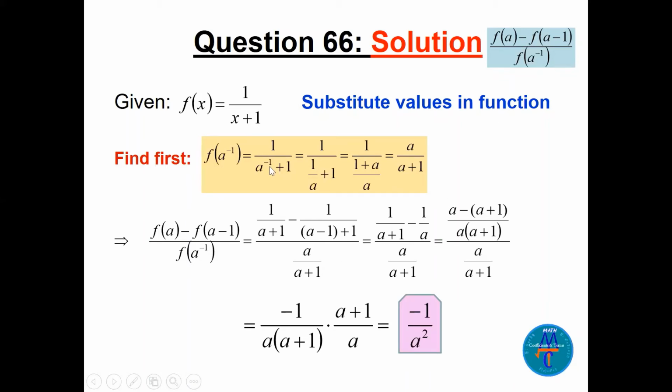Now f(a) will be 1 over (a + 1). For f(a − 1), I replace a − 1 in the function here. So it becomes 1 over (a − 1 + 1). This will be cancelled. So I have 1 over (a + 1) minus 1 over a. The LCD here is a times (a + 1). So this is multiplied by a, and this is by (a + 1), and there is a minus. So a minus a is cancelled, minus and plus 1 is minus 1. Over this, multiply by the reciprocal, (a + 1) over a, cancel a + 1. So the final answer is −1 over a².